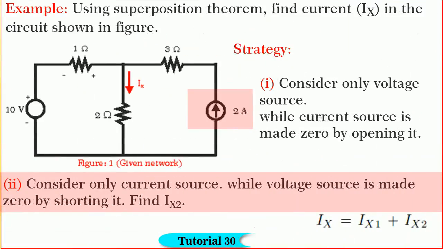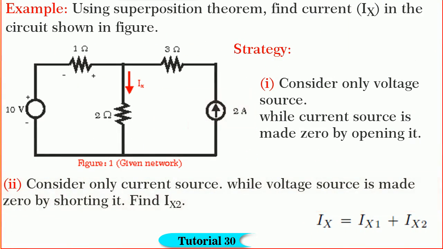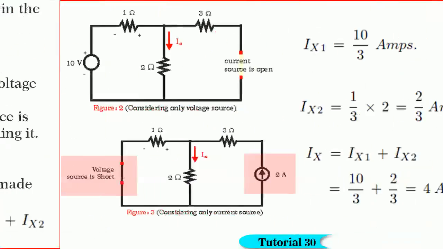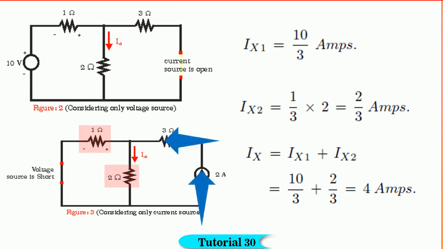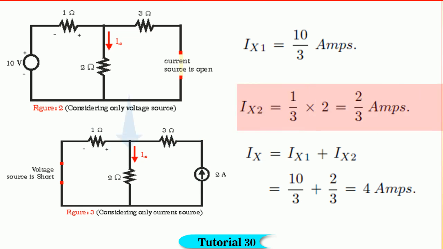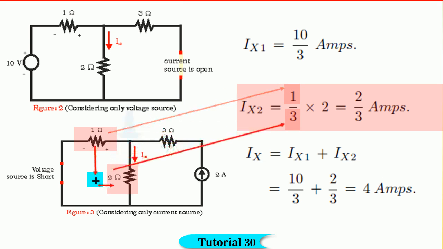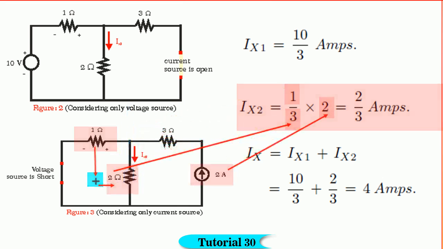Next, consider only the current source and short circuiting the voltage source. The network drawn is shown in figure. It is interesting to note that 1 ohm and 2 ohm are in parallel and 2 ampere enters this parallel combination. So, by using the current division theorem, Ix2 is equal to 1 divided by 3 into 2, which will give us 2 by 3 amperes.